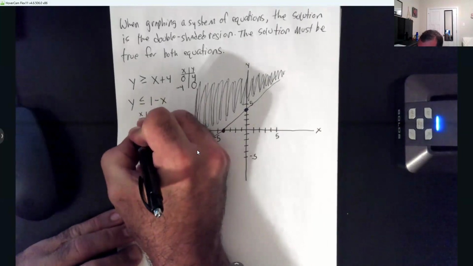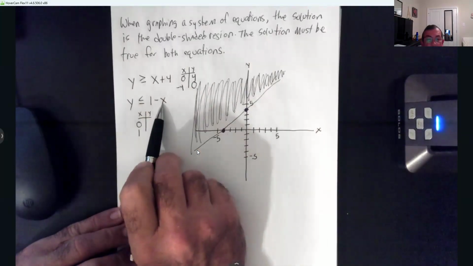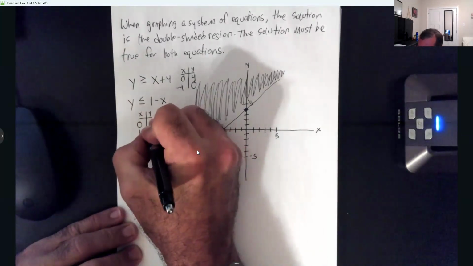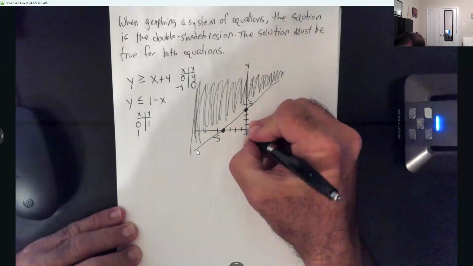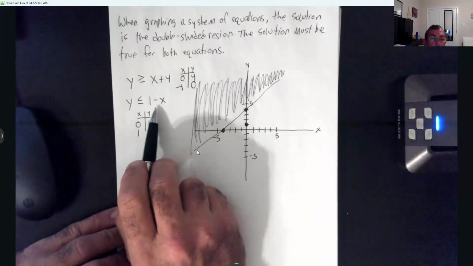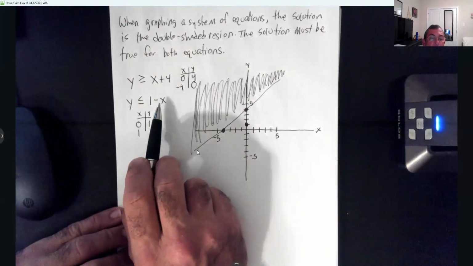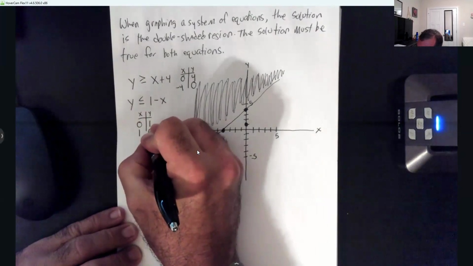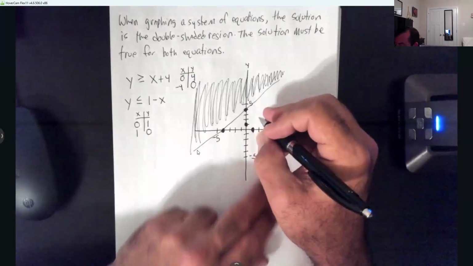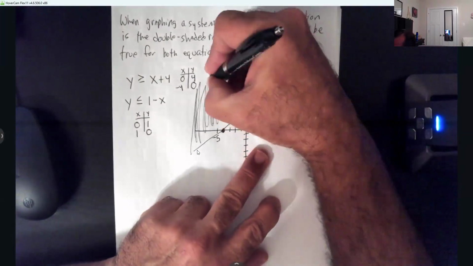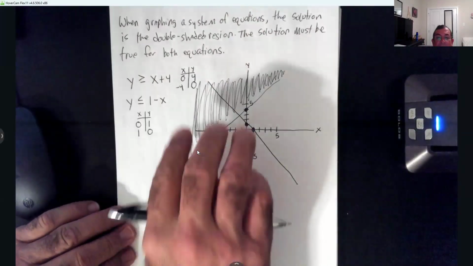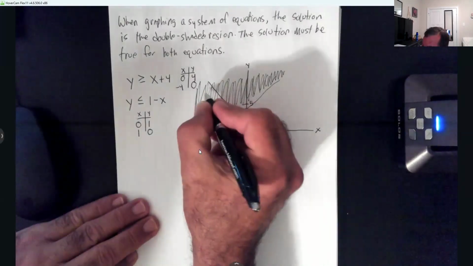So on this one, I'm going to use a 0 and 1. So if I put a 0 in for the x, 1 minus 0 is 1. So I got (0, 1) for that one. So 0 up 1. And then I'm going to put a 1 in for the x, because 1 minus 1 is 0. So y'all, my second point is (1, 0) right here. So this line is coming down through here. This one is less than, so we shade below the line.